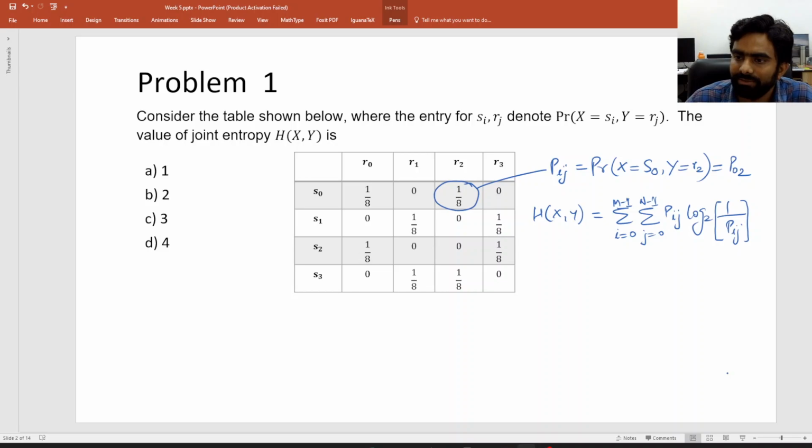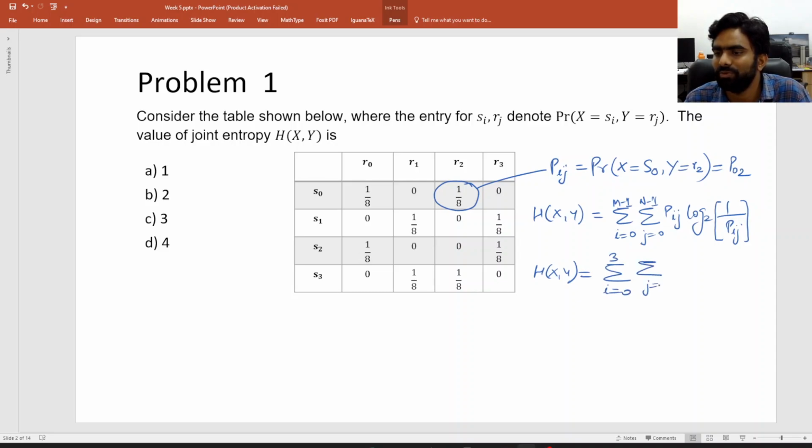So now let's solve this problem. In this problem, what is the value of m and n? There are a total of 4 symbols for each source x and y. So i will take up to 3, and j will also take up to 3, and that will be Pij log base 2 of 1 upon Pij. Okay. So for i equal to 0, j equal to 0, meaning the first values S0 and R0, what is the probability? It will be P00 and it will be 1 by 8.